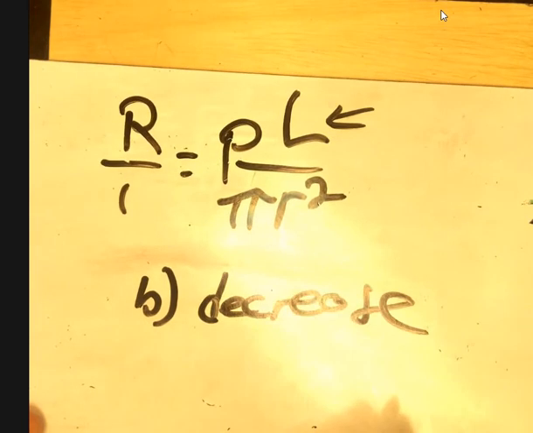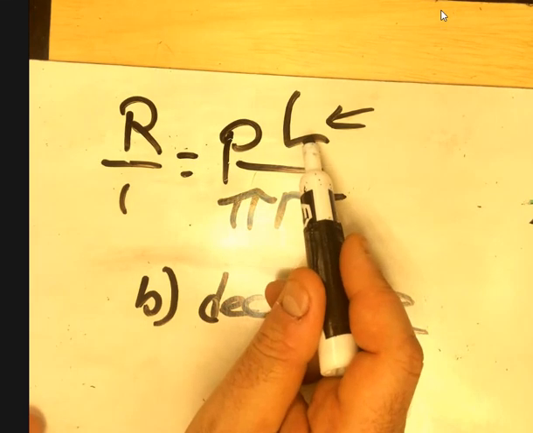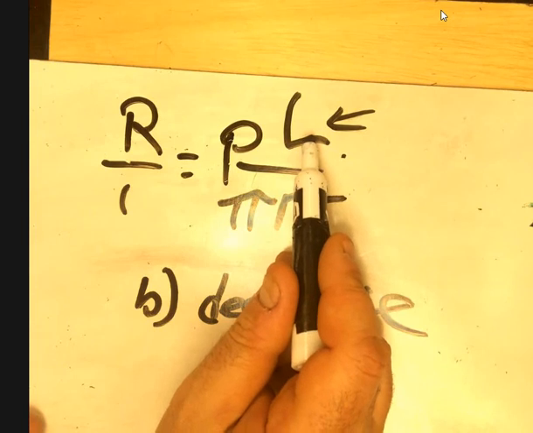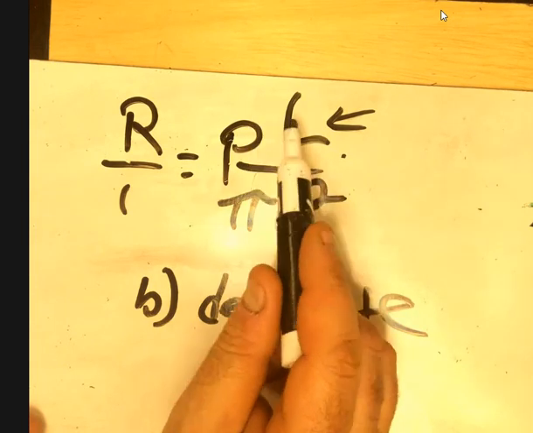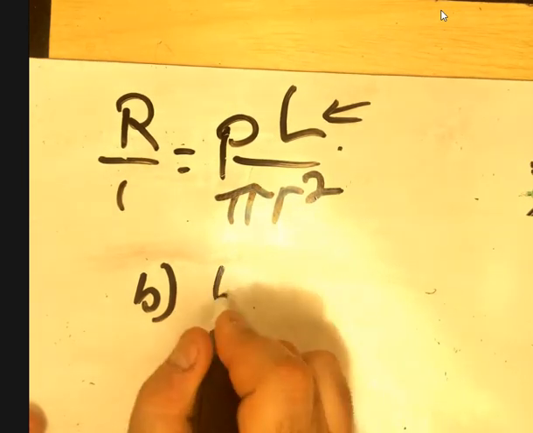Number 6, if you have two wires that are equal in every way except one is longer, which will have more resistance? The longer the wire, the more the resistance. They're both on top. So the longer the wire, the more resistance. Option B, the longer one, is going to be your answer.